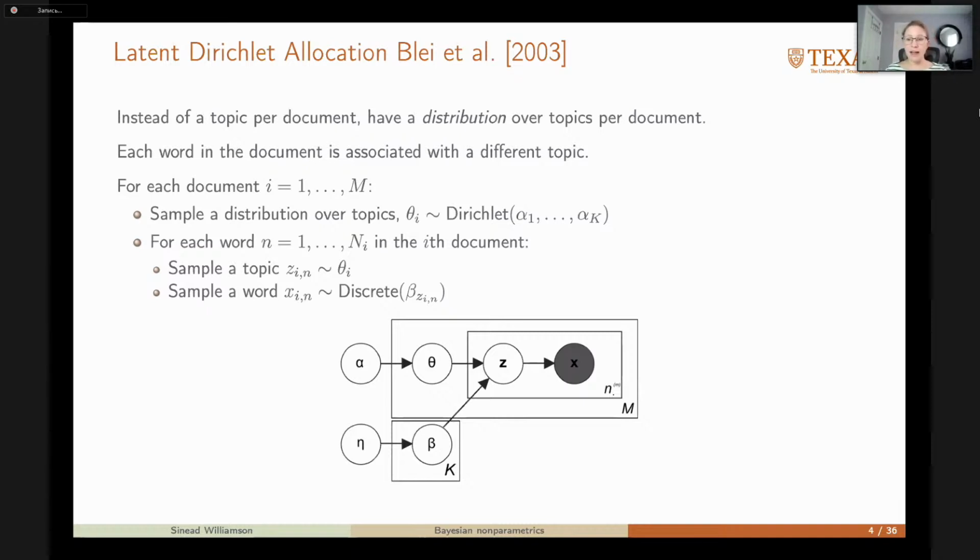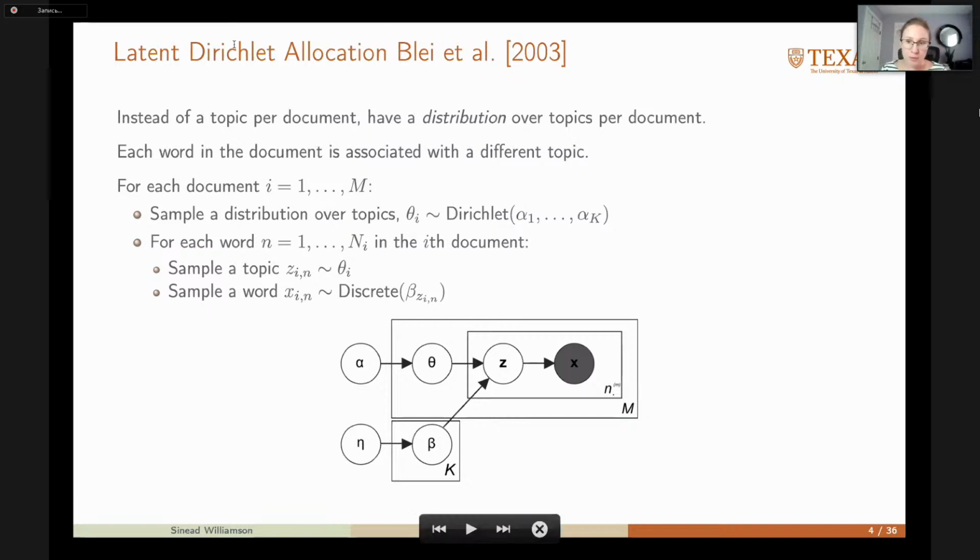Describing this algorithmically, how we would generate this: for each document, we're going to independently sample a distribution over a shared set of K topics. And then for each word in that document, we're going to sample a topic from that document-specific distribution. Once we've got that topic, we're going to look at the corresponding distribution over words, and we're going to sample a word from that topic.